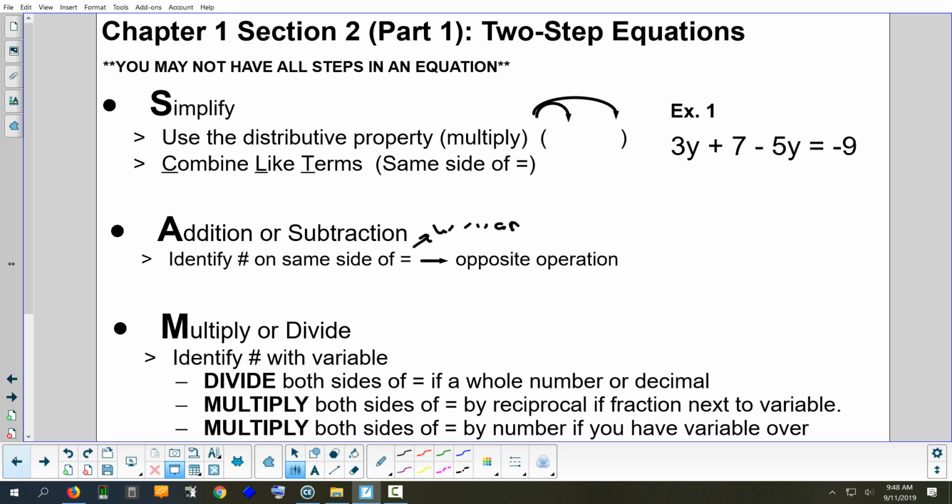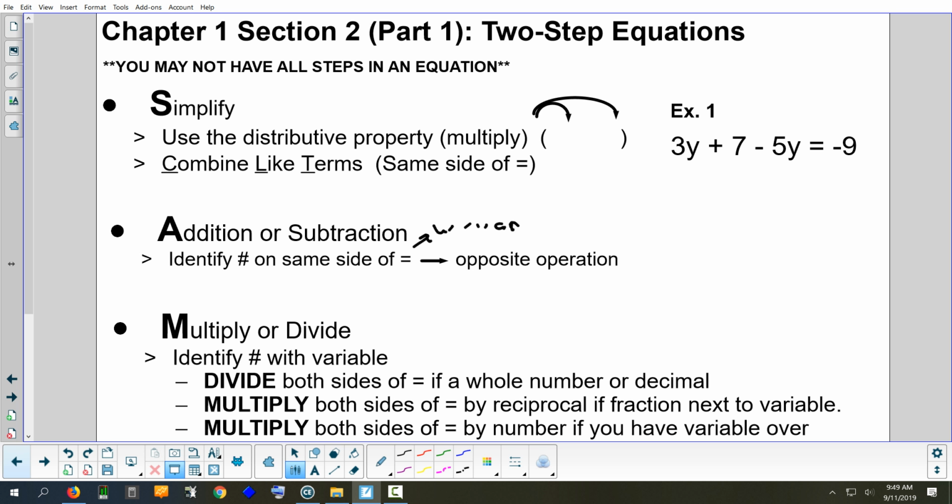Oh, never mind. Something's not there. There's no parentheses. If you had parentheses and you had something like this, we're not doing this today, but that's a distributive property problem. Distributive property, you gotta have parentheses. All right, so nothing there.